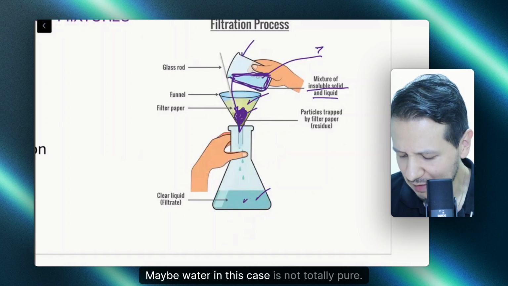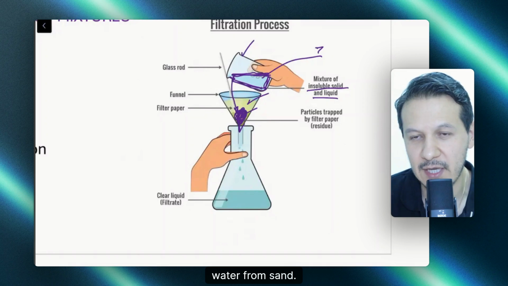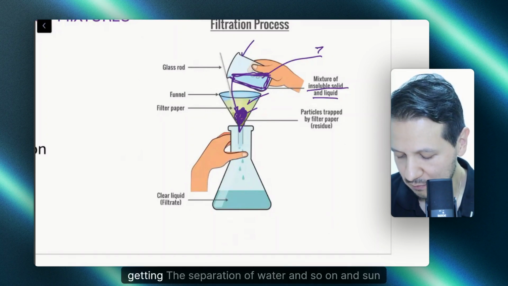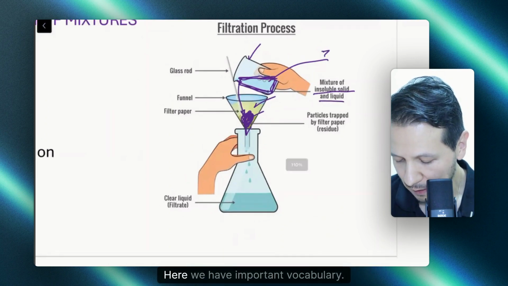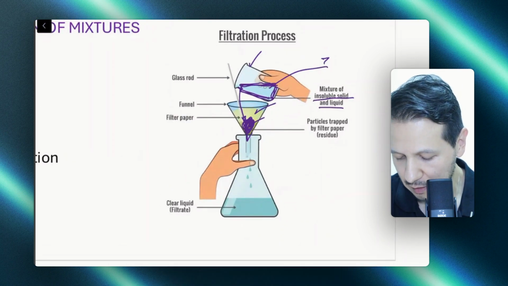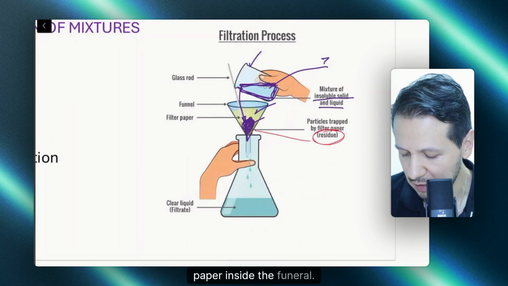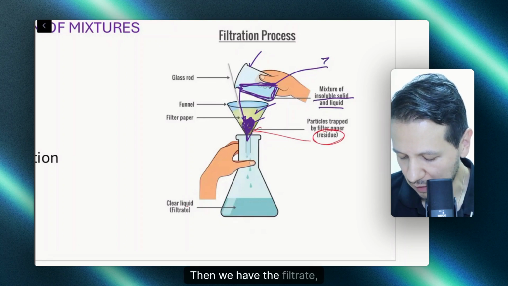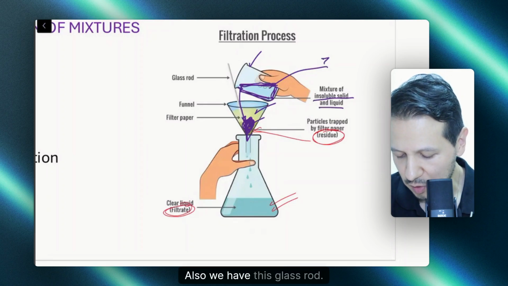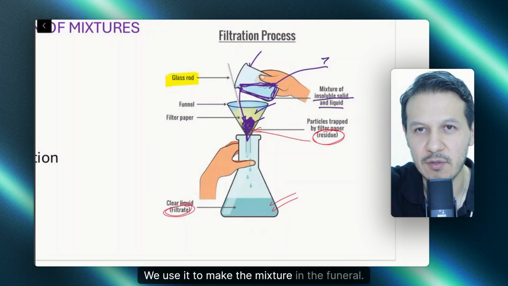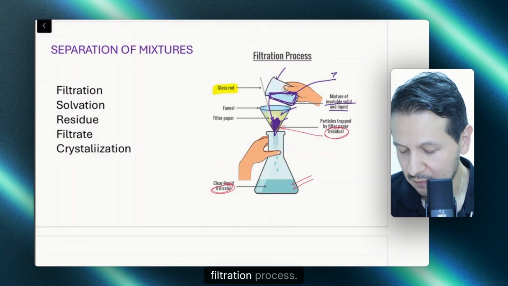Maybe the water in this case is not totally pure. We cannot say that we are separating water completely from sand, but definitely we are getting the separation of water and sand to some extent. Okay, here we have important vocab. The residue is the substance that is inside the filter paper, inside the funnel. Then we have the filtrate, which is the clear substance after this filtration process. Remember that we also have this glass rod. We use it to guide the mixture into the funnel. Okay, and this is how we do a simple but important filtration process.